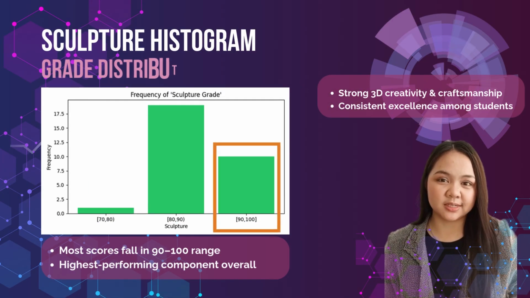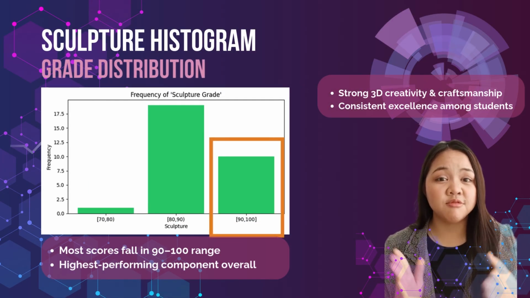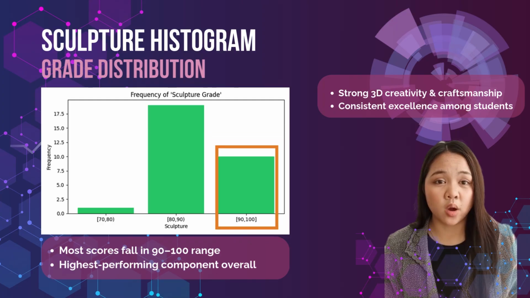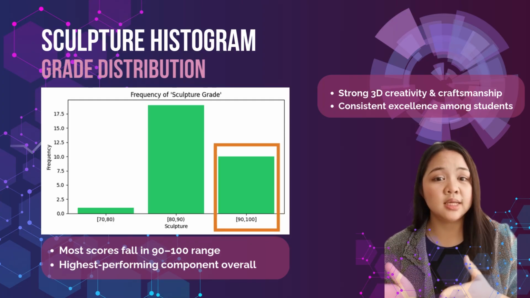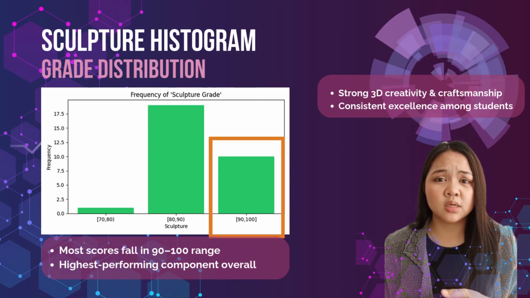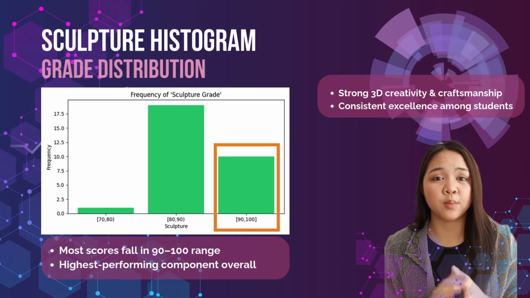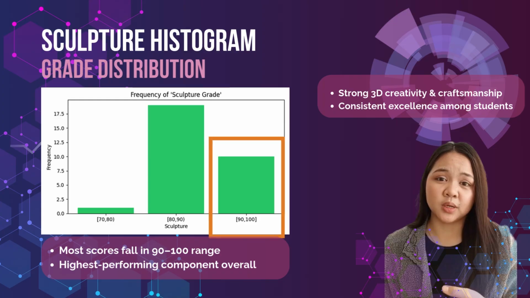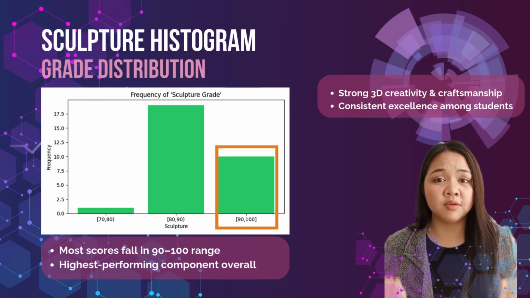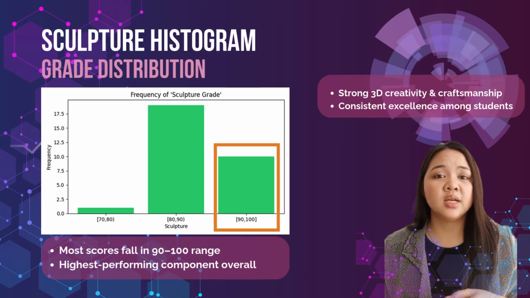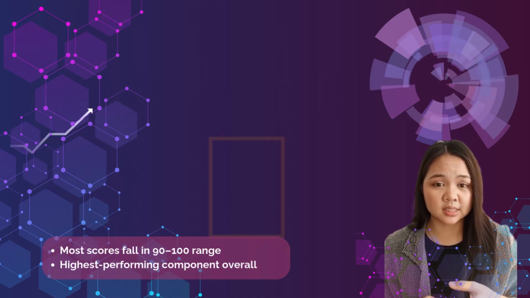This is the sculpture histogram. The sculpture histogram reflects a very positive performance trends, where most of the score fall between 90 to 100. This shows that students have a strong abilities in producing three-dimensional works such as sculpture and models. The excellent performance in sculpture also contributes significantly to this component, having the highest mean value in the dataset.